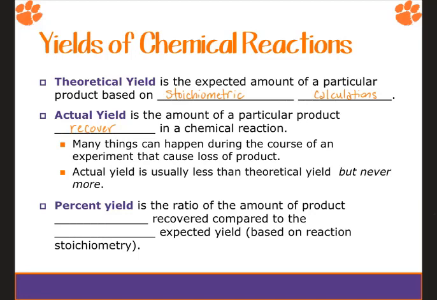The final way that yields are sometimes referred to is the percent yield, which is the ratio of the amount of product that you actually recover compared to the theoretical yield or the expected yield. So the way that we calculate that is take the actual yield and divide it by the theoretical yield and then multiply by 100 to make it a percent. So when you're doing this, again, just make sure that your yield quantities are in the same unit so that they'll cancel out, so you can have an actual ratio there.